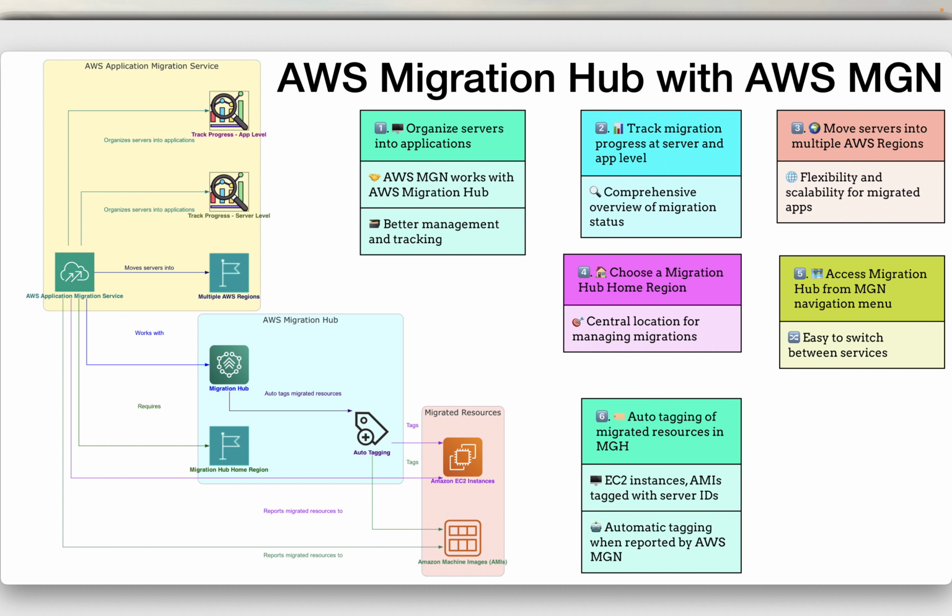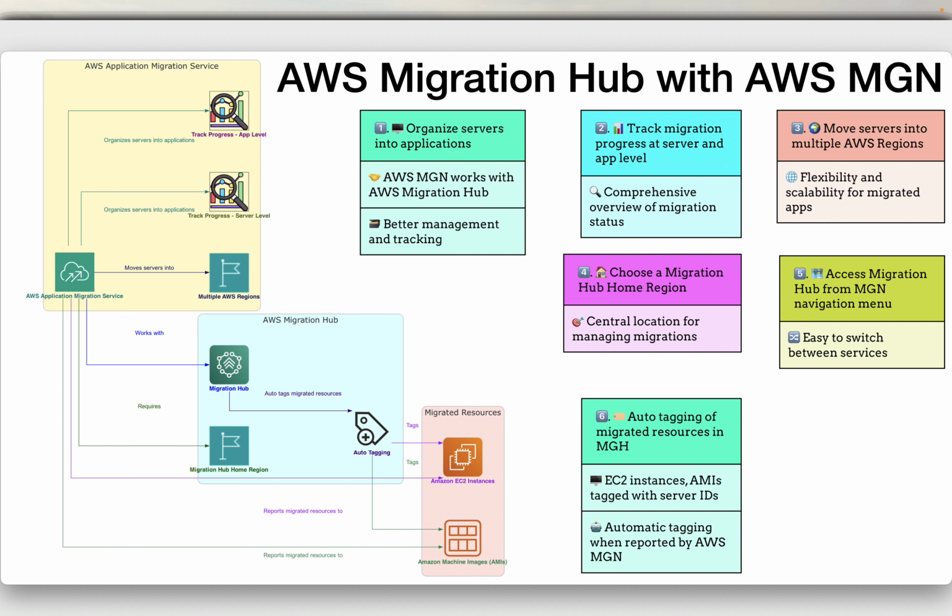AWS Application Migration Service supports auto tagging of migrated resources, for example, Amazon EC2 instances or Amazon Machine Images, AMIs, in Migration Hub. So from the MGN service, you can auto tag, and that will be reflected in Migration Hub.